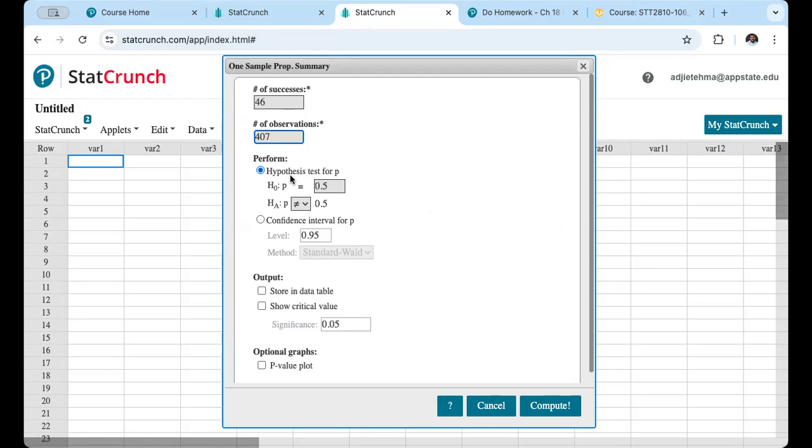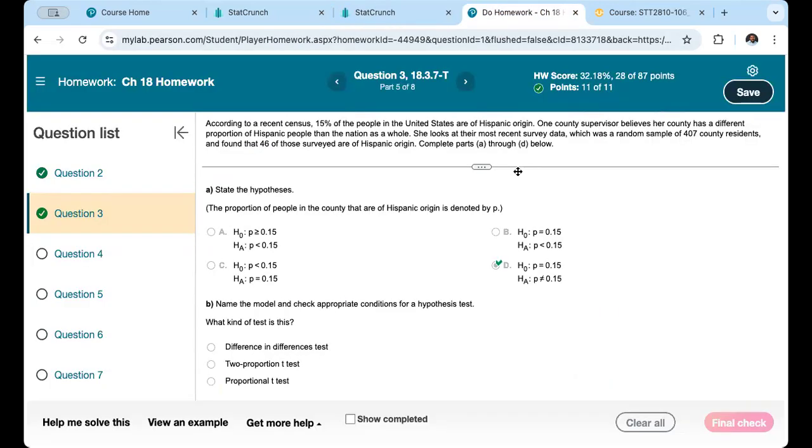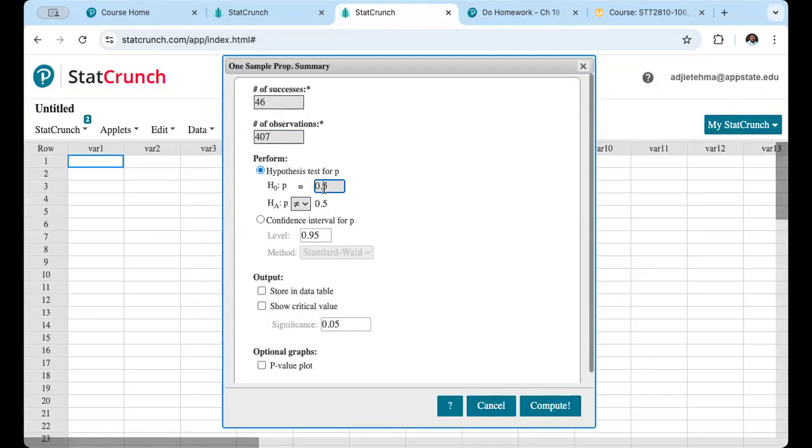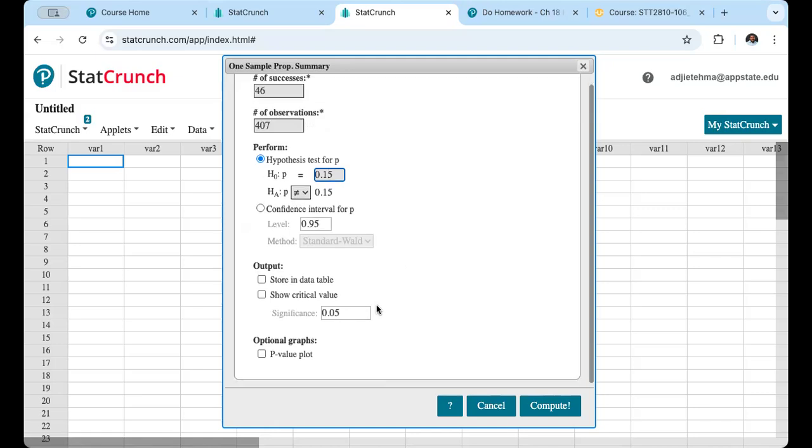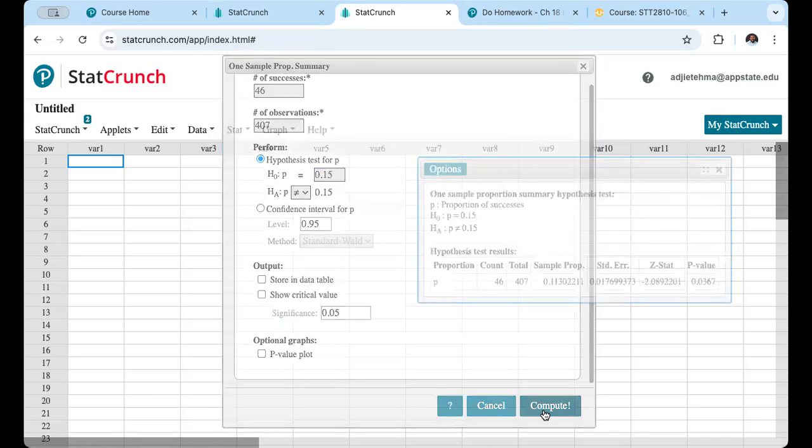You have to put the hypothesis test properly. In my example here, I have p to be 0.15, and then the alternative is p not equal to 0.15. So I come here, I change this to 0.15, and the alternative is not equal to 0.15. Is that okay? You have to do it according to what you have. In my situation, this is what I have. And then, like I always tell, the significance level, which is alpha, is always 0.05. So you can see it's stated there. And then we hit compute.